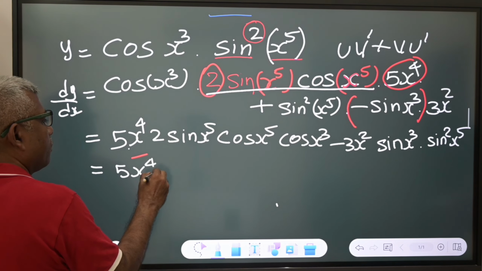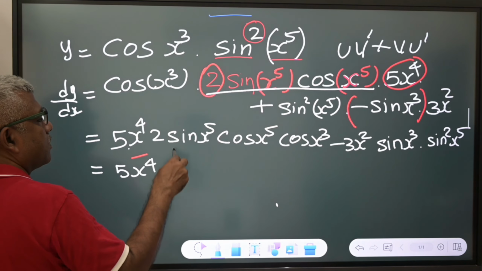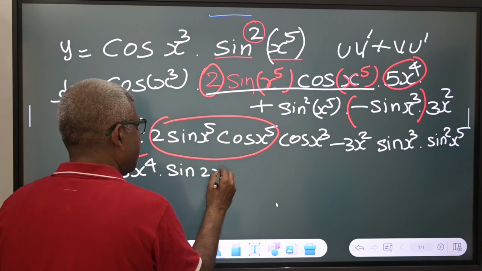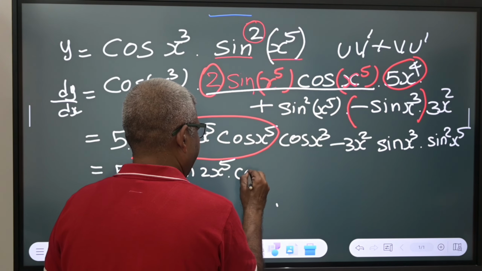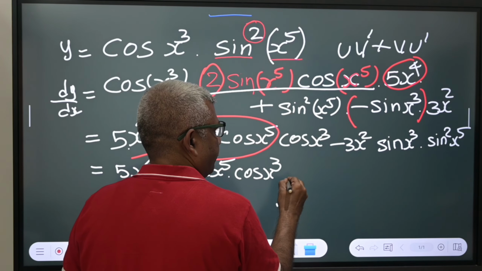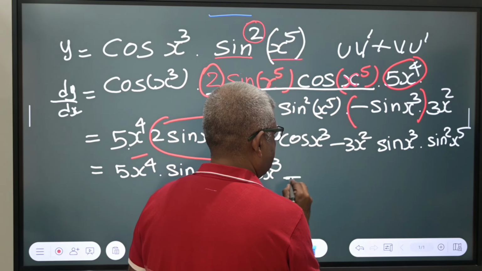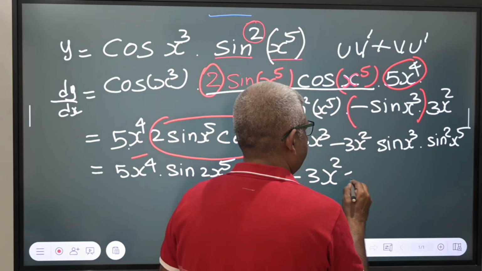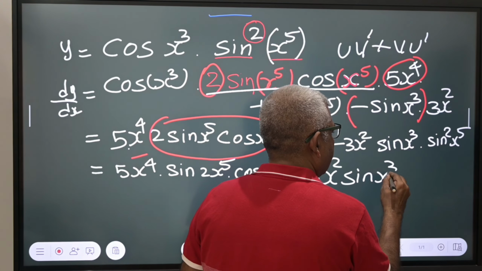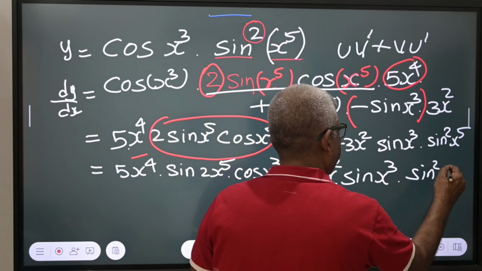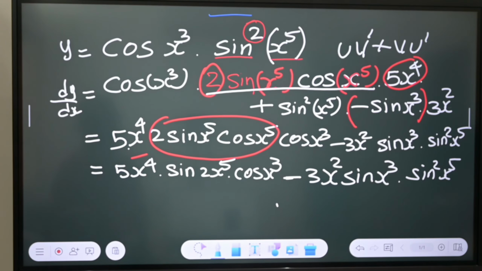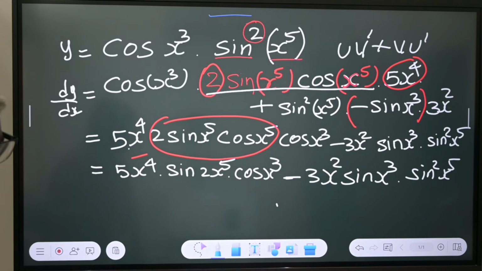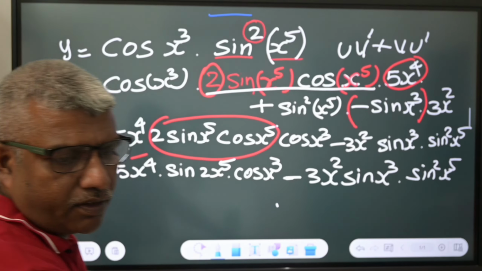5x power 4 sin 2x power 5 cos x cube minus 3x squared sin x cube sin squared x power 5. Understand? Copy down.